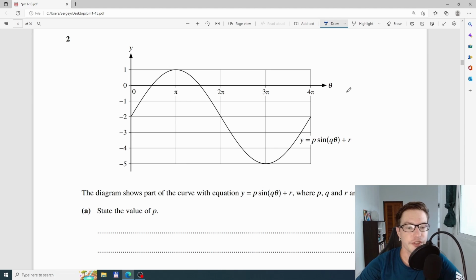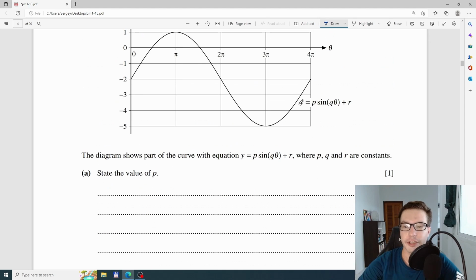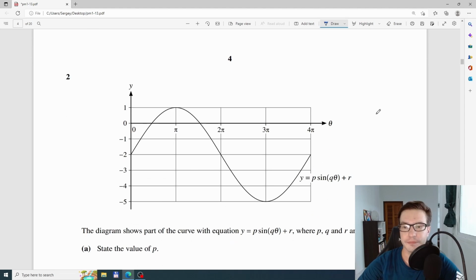Now time for the second one. That's about graph transformations. To start with, let's have a look at the function y equals sine theta without any p, q, and r's. Its graph is going to look like this. Theta, y, we start from 0, 0, and we go like that.